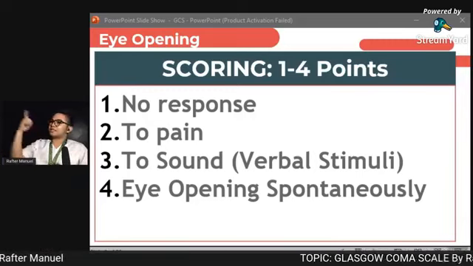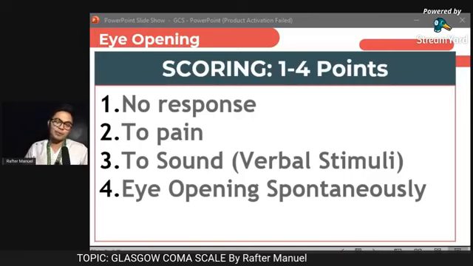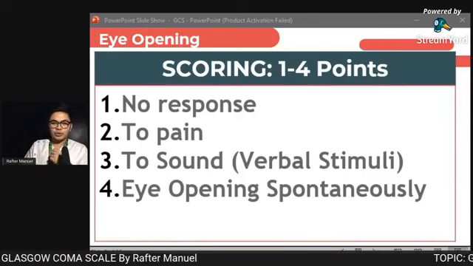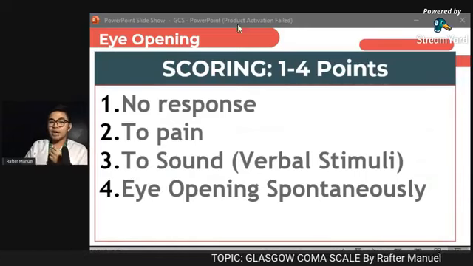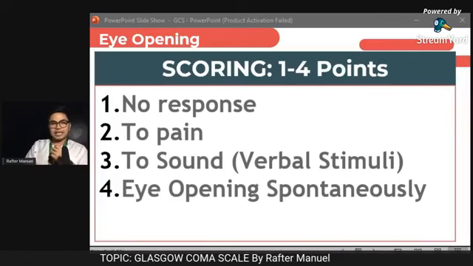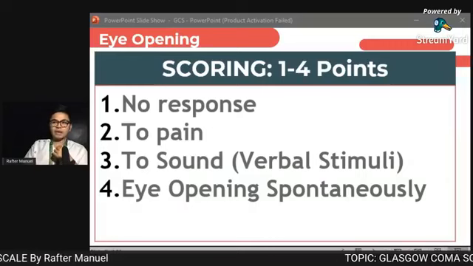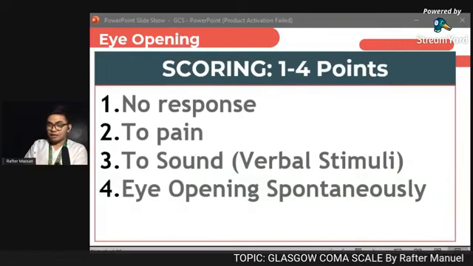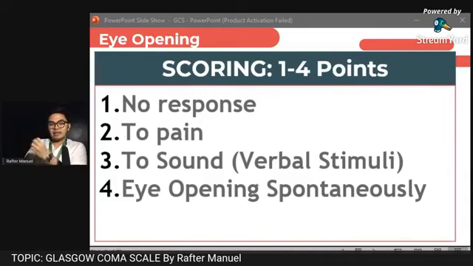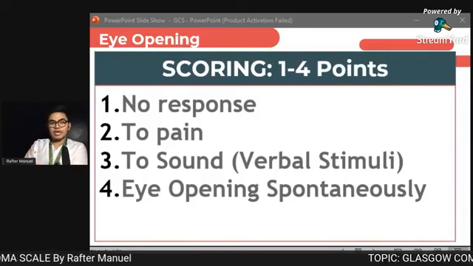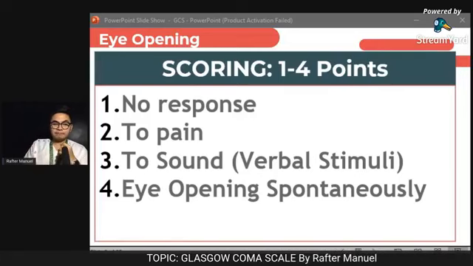You came as a nurse and the patient looks at you and there was a spontaneous eye opening, you give him 4 points. Okay, going down to the scoring of the eye opening, we have 3 points for to sound or verbal stimuli. You see, if the patient is let's say sleeping, his or her eyes are closed, but when you talk to that patient, hey, patient Marisol, and patient Marisol would open her eyes, then you give that patient 3 points because he was responding to sound because of that verbal stimuli. Okay?